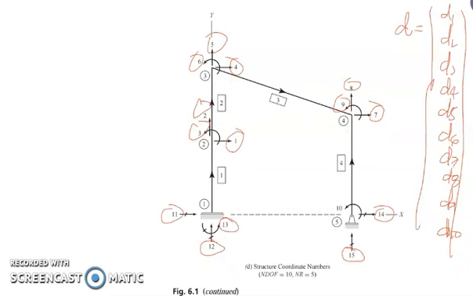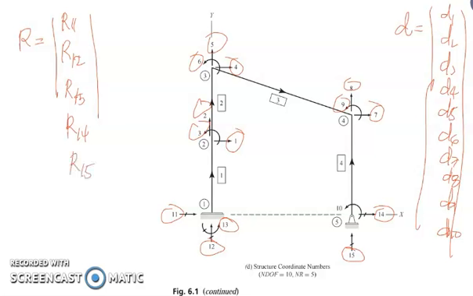Now if we're going to identify our reaction vector, its number is equal to the number of restraint coordinates. So in matrix form, our reaction vector denoted by capital R, we start with R sub 11, R sub 12, R sub 13, R sub 14, and we have R sub 15. So we have now our restraint coordinates.